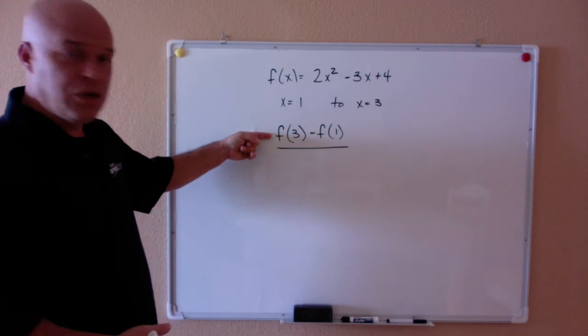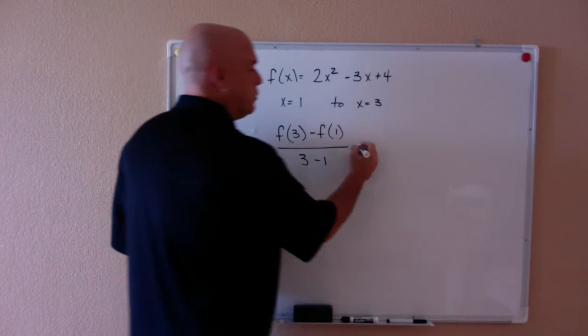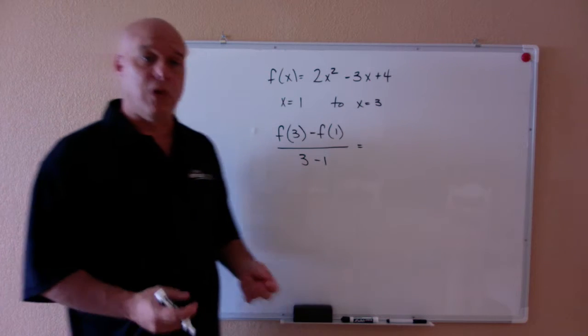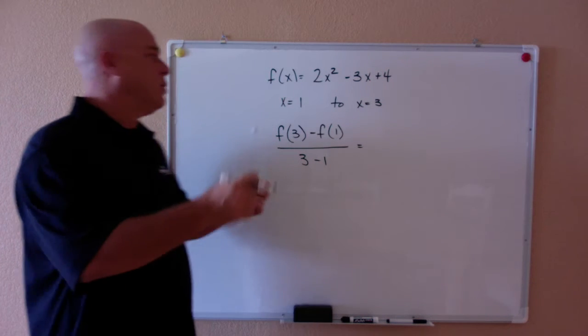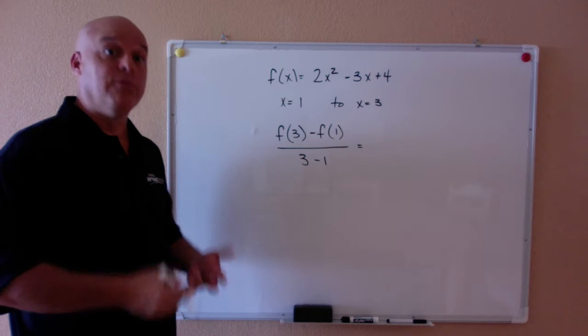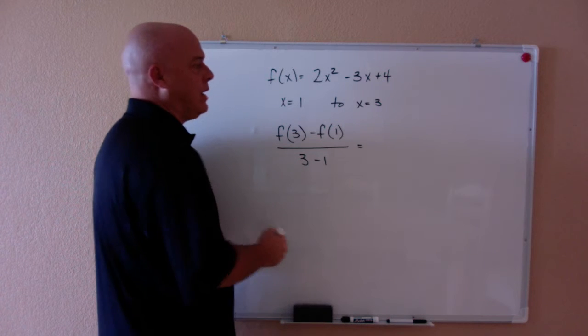So there's my change in my y value divided by my change in the x value. Really all we're doing here is finding the slope of the line that connects the point at x equals 1 to the point at x equals 3, the slope of the secant line. Okay, so really quickly we can evaluate that.